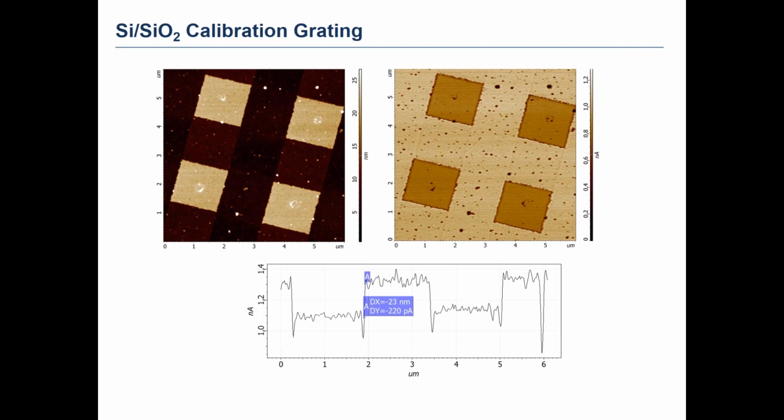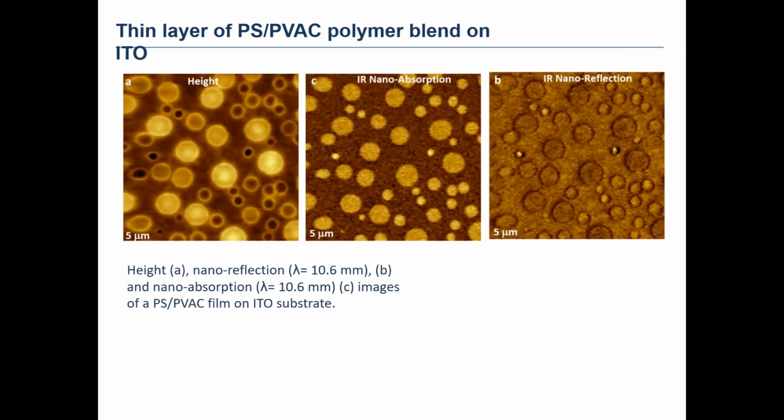Another example, as was already mentioned, is a mix of polystyrene with polyvinyl acetate, a polymer blend placed on ITO glass. In the left part of the slide, there is the topography image of this blend, and we can see that this is a two-component material. We can see the matrix and some round inclusions in this matrix. Some of them are higher than the average topography of the sample, and some are lower, but suppose that we don't know which is the polystyrene and which is the polyvinyl acetate.